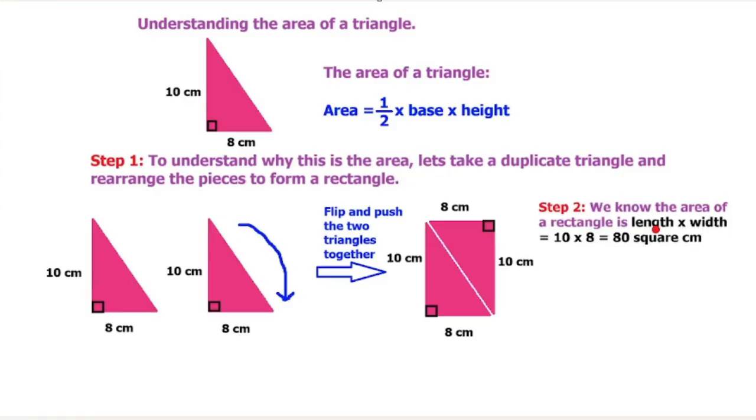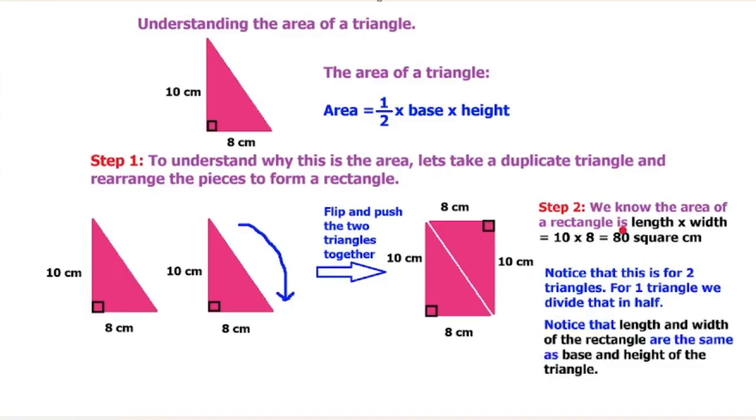So it equals 10 times 8, right? So the length and the width is 10 times 8, which equals 80 square centimeters. So notice that this is for two triangles. For one triangle, we divide that in half, right? So if we take away this triangle, then the equation will be half of this. So that is how we come up with this area equals half the base times height.